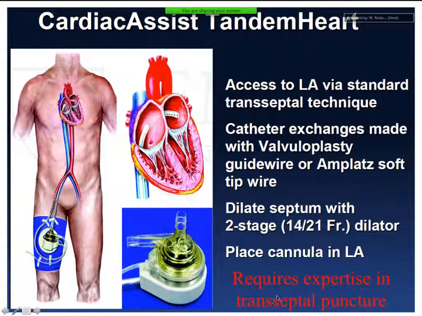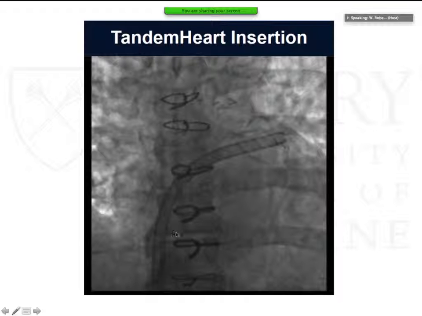This, of course, requires expertise in transseptal puncture. The important complication again of the TandemHeart was bleeding and hemolysis, as well as catheter site trauma and vascular complications that generally would require removal by a surgeon or vascular repair. This is what the TandemHeart looks like on an X-ray.